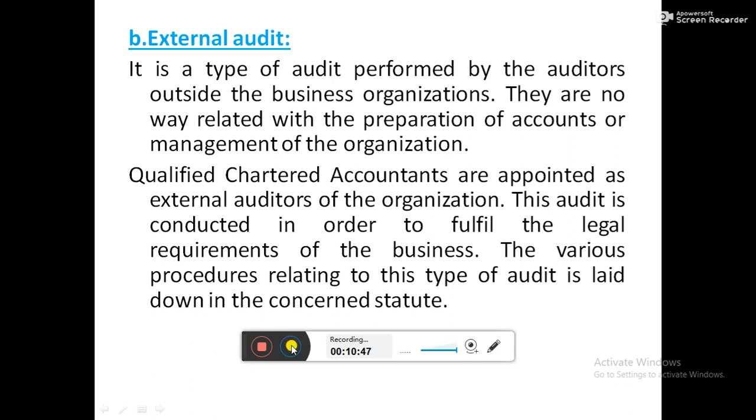I'll repeat it again. External audit is an audit which is undertaken or performed by an external auditor who is appointed from outside. He is a qualified chartered accountant. He does not have any connection with the organization or with the preparation of the books of accounts.